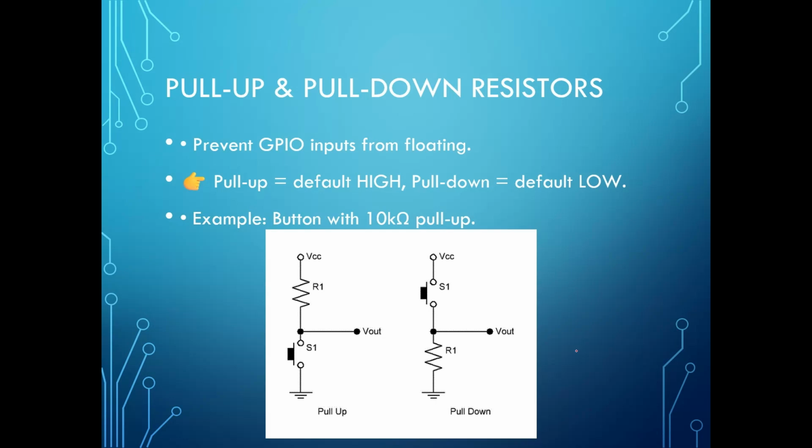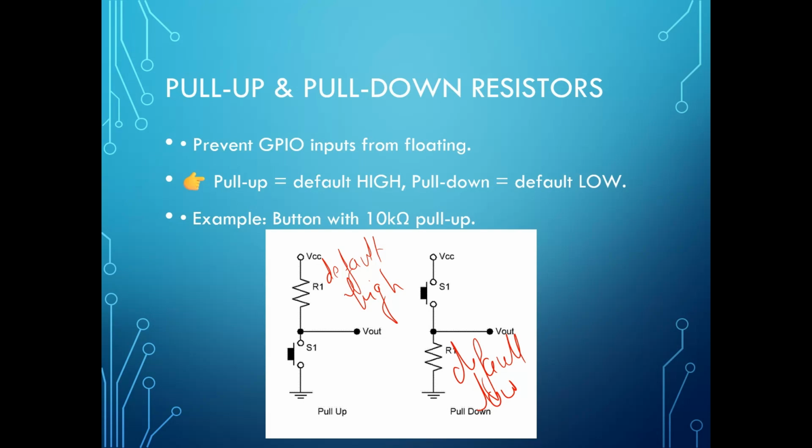So what are pull-up and pull-down resistors? Have you ever seen GPIO pins floating randomly? That's noise. If you are pulling up, this is pull-up, which means the default is high. If it is pulling down, the default is low.